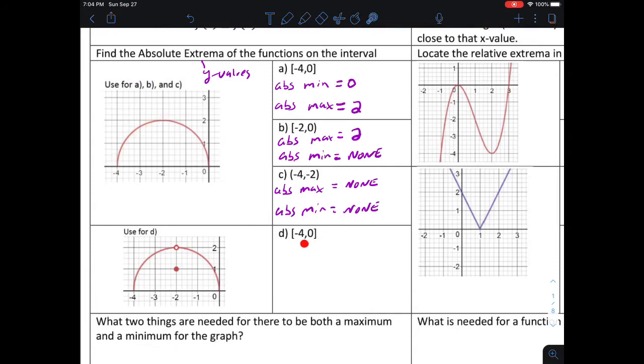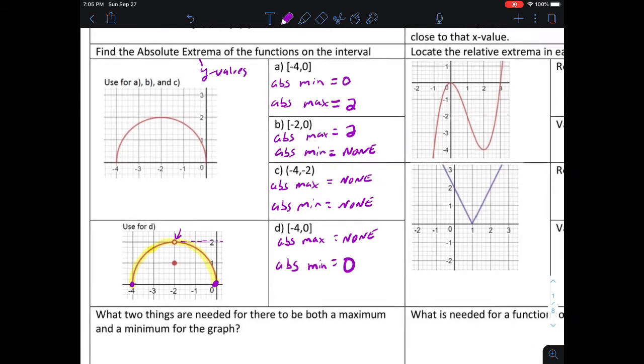And lastly, let's look at part D. So we have the closed interval from -4 to 0, and I want to find the absolute max and the absolute min. We have a closed interval this time, so we have closed endpoints. All right, let's start with the absolute minimum. The absolute smallest y value on the interval is 0. The absolute tallest y value, well, that would have been 2, but I have an open circle right there. And so we actually don't have an absolute maximum.